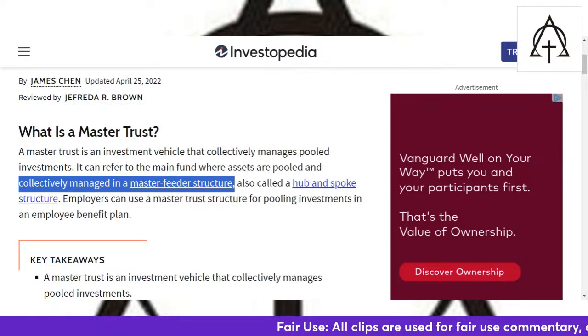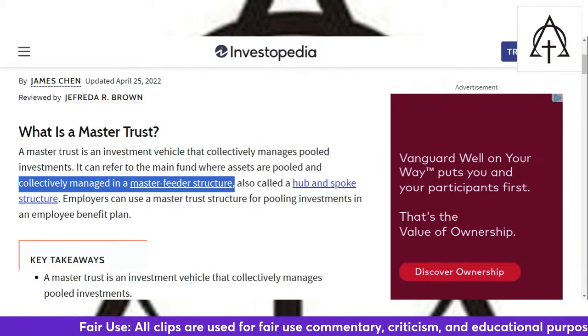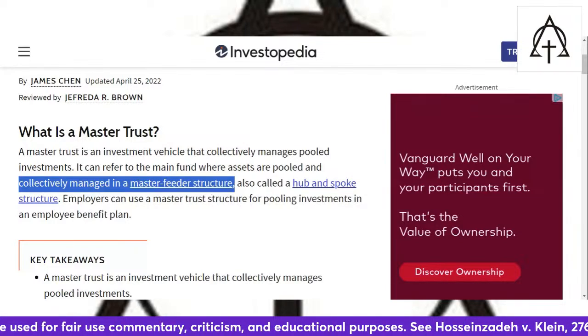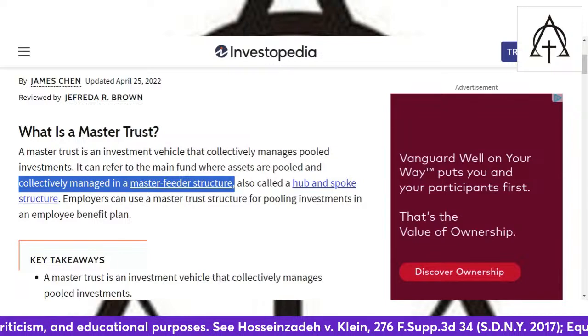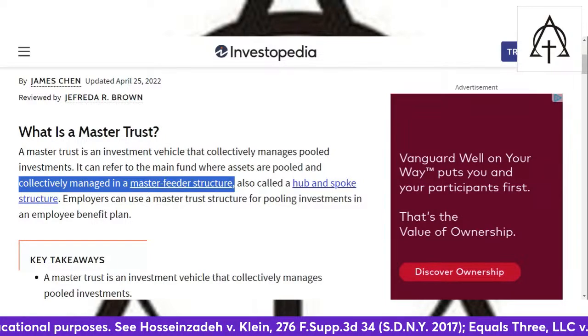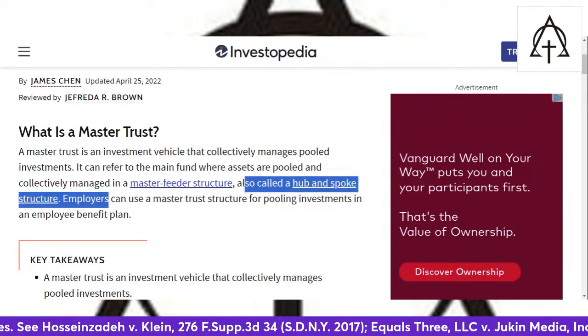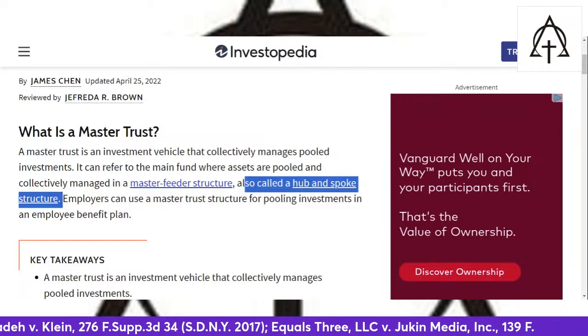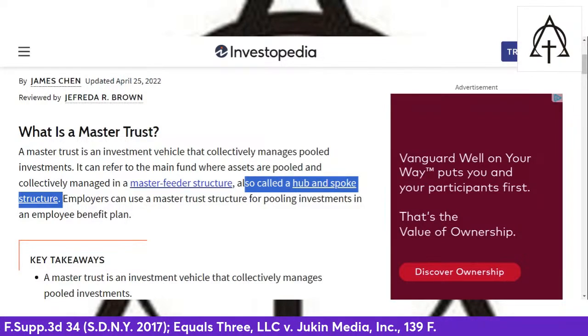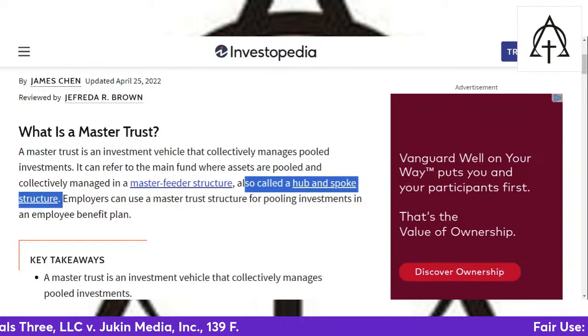That's the state's blue sky securities laws, converting everything and then feeding them to the U.S. securities laws by converting them to Treasury securities. Another conversion. Also called a hub and spoke structure. So if you've got the United States at the center and you've got 50 states around, that's the hub and spoke structure. Get it?